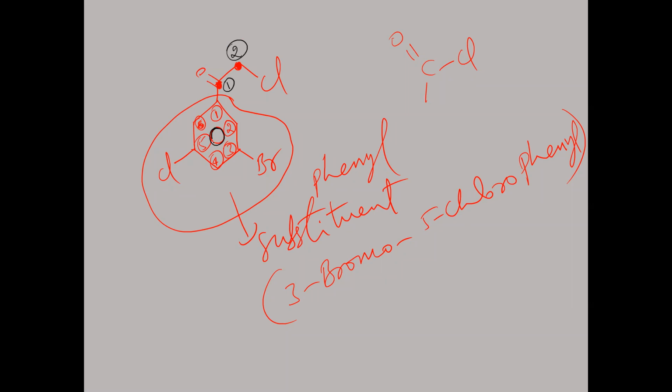The circle is indicating what? The delocalization of pi electrons in the benzene ring. So what is the name? Tell me now. Where is this phenyl ring located? On which carbon is the phenyl ring attached? On first carbon. On first carbon, which phenyl is there? 3-bromo, 5-chloro phenyl is present.